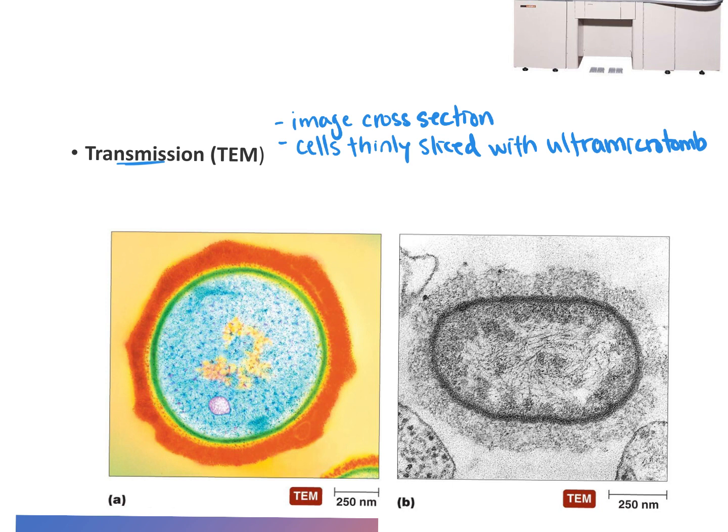Oops. Again, spelling, no B there. Okay, so if you think of the machine that cuts your deli meat, picture that. Only an ultra microtome can cut a red blood cell in 100 sections. Okay, so that's how thinly those slices need to be.